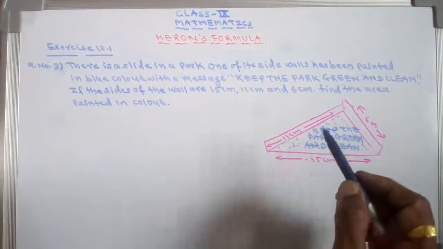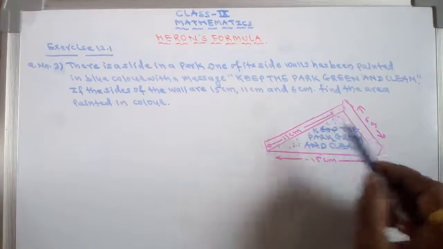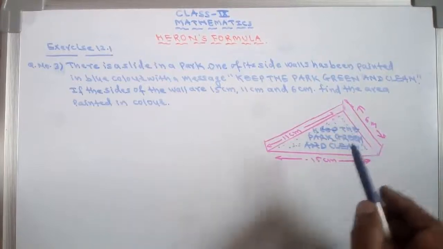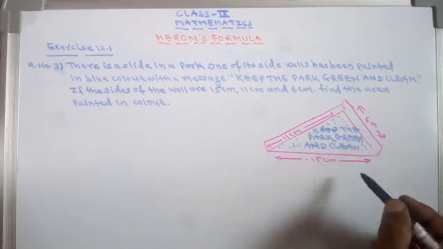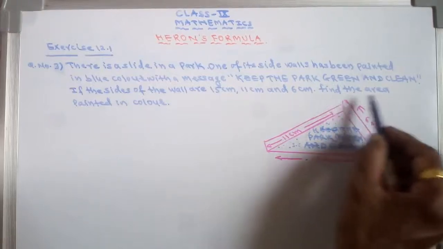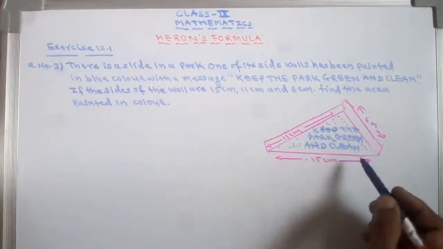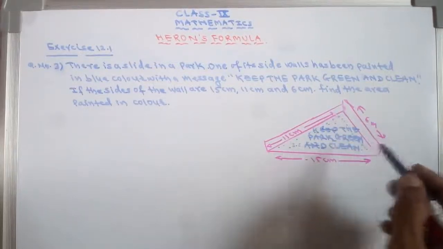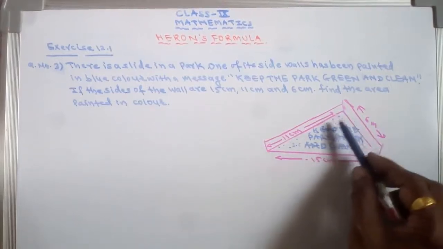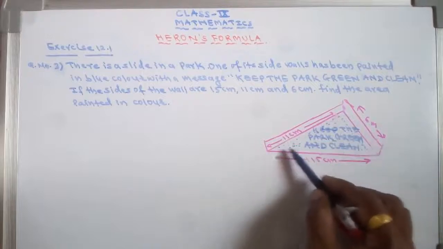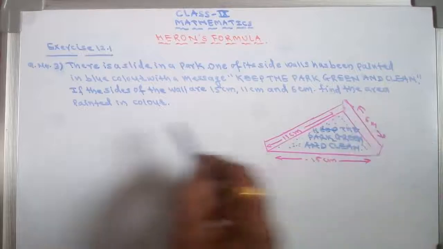Now, if the sides of these walls are, this is 11 centimeter, this is 6 centimeter and 15 centimeter. These are the sides of the walls. So find the area painted in color. ये blue color में जो कलर किया है, blue color में जो एरिया है यहाँ पर का, जिसमें लिखा है keep the park green and clean. So what is the area of that colored wall? Find the area painted in color.